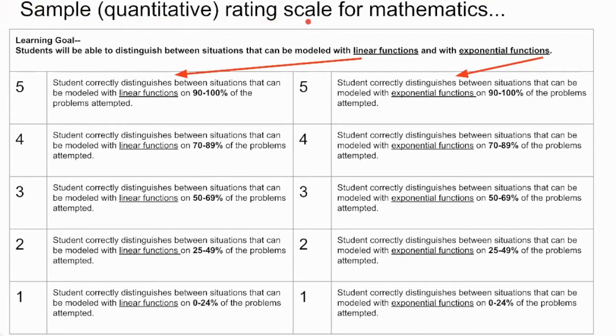For example, here is a learning goal for mathematics. Students will be able to distinguish between situations that can be modeled with linear functions and with exponential functions. It looks as though there are 2 different concepts that need to be understood. So we could develop a rating scale for each part. Let's take a look at the one that's been developed for linear functions. You can see that it is quantitative. In other words, the ratings are based on a numeric proficiency in the skill.